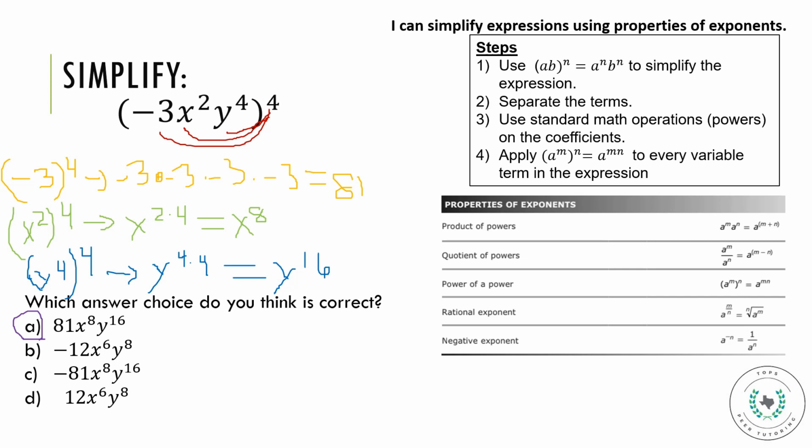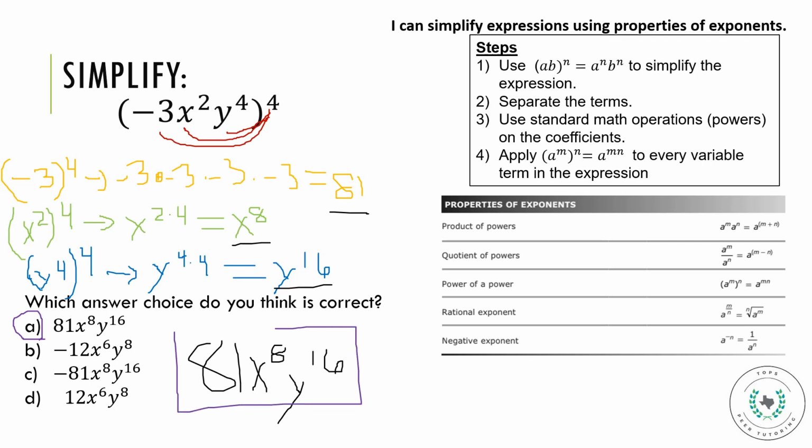Now, we have our three values that we need, so we're going to take the coefficient and the two variables, and we're just going to mesh them all together. Start with the coefficient, move on to the x value, and finally end with the y value. So in this case, our answer is 81, x to the power of 8, y to the power of 16.